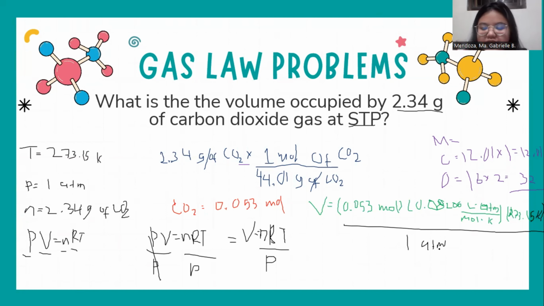Ayan, no? So, ulit. So, 0.053 times 0.08206 times 273.15 divided by 1. So, the volume here would be 1.188. So, bakit 1.188? Kasi nakalagay sa calcu, di ba, na 1.1879. So, nag-round off tayo ng 3 decimal places. Kung gusto nyo naman 2, this would be 1.19.